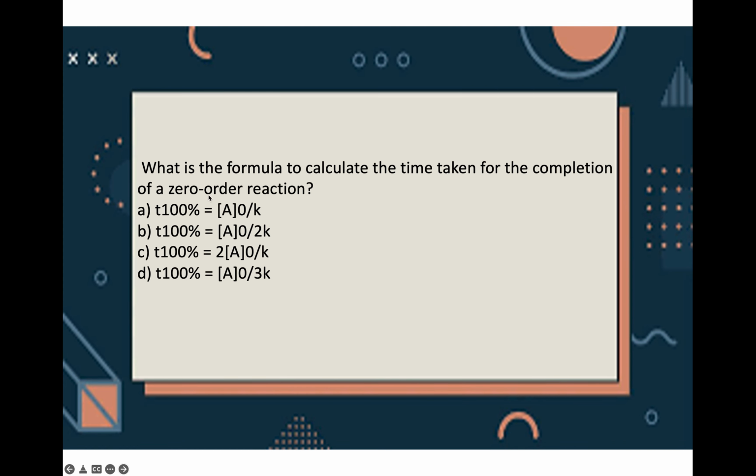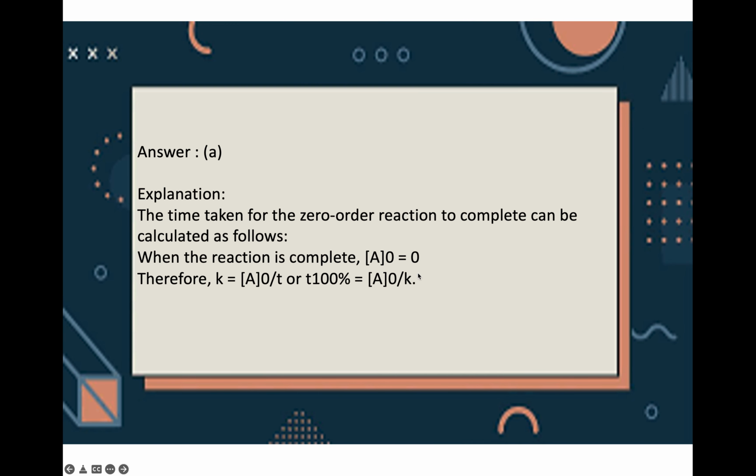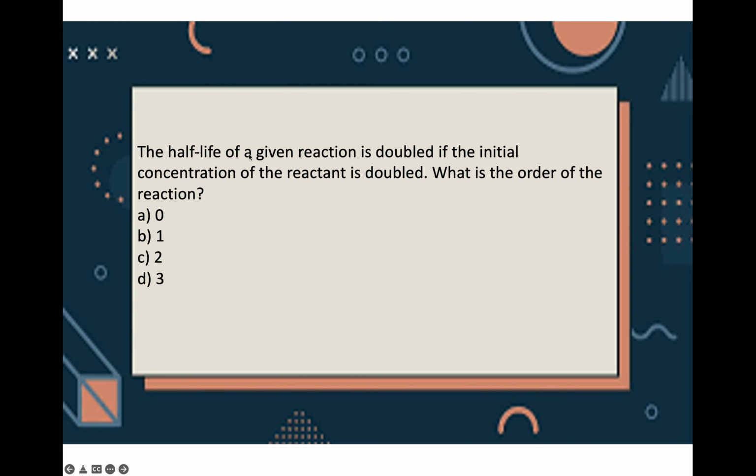Okay, next question is find the formula to calculate the time taken for the completion of a zero order reaction. Out of these four formulas, which formula you use to calculate the time taken for the completion of a zero order reaction? So option is A, that is T 100% is concentration of A to the power 0 by K. So when the reaction is complete, concentration of A is 0. So K is equal to concentration of A to the power of 0 by T, or T 100%. So this is the correct option. So A to the power of 0 divided by K is the correct option. Okay, now next question. Half-life of a given reaction is doubled if the initial concentration of the reactant is doubled.